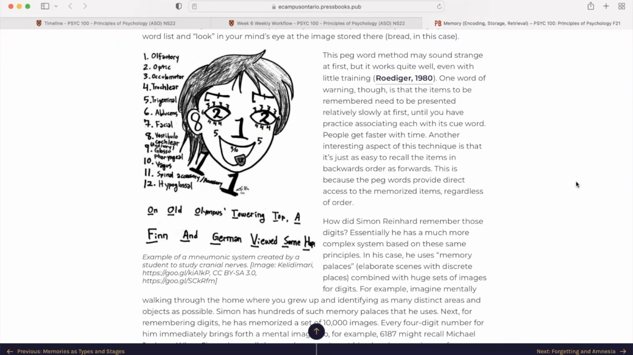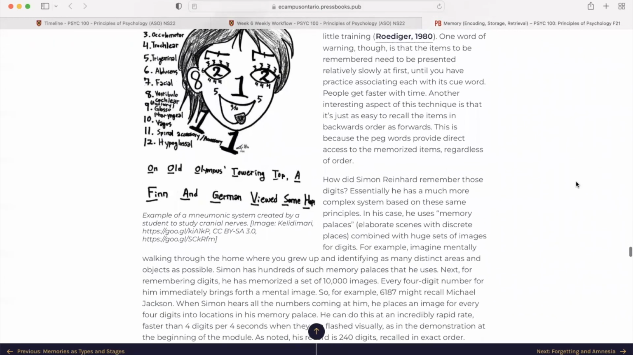People get faster with time. Another interesting aspect of this technique is that it's just as easy to recall the items in backward order as forwards. This is because the peg words provide direct access to the memorized items, regardless of order. How did Simon Reinhardt remember those digits? Essentially, he had a much more complex system based on these same principles.